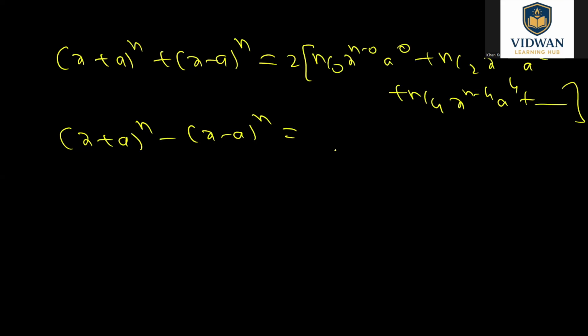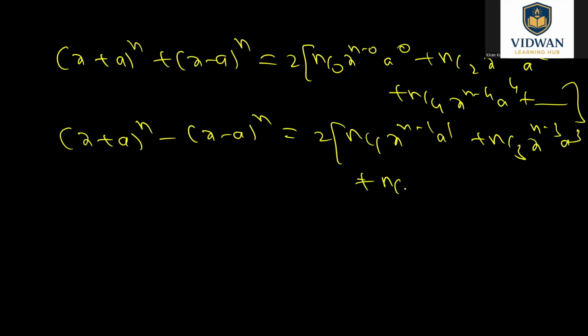And if you subtract, you will get the odd terms: 2 times nC1 x^(n-1) a^1 plus nC3 x^(n-3) a^3 plus nC5 x^(n-5) a^5 and so on. This is the result obtained by subtraction. So even though there is 2 times, you don't count this as 2 terms, you count it as only 1 term while counting the number of terms. So nC0 term is twice, nC2 is twice, but it is a similar term, so you don't count separately, you count it as 1 unit only.